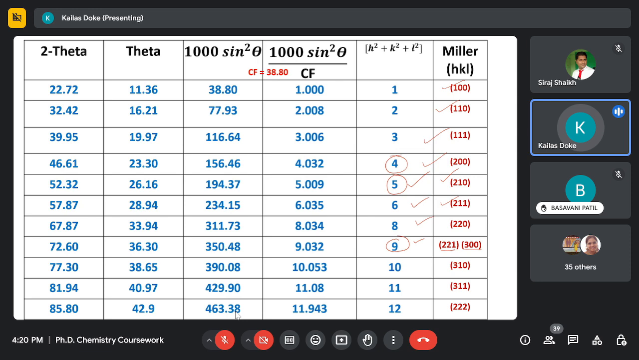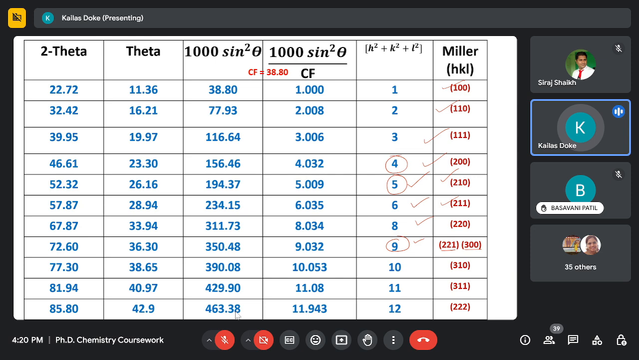If it is a body-centered cubic, then all even numbers: 2, 4, 6, 8, 10, 12, 14, 16. If it is a face-centered cubic lattice, it starts with 3, 4, 8, no 5, 6, 7, 8, 9, 10 is not there, 11, 12, 13, 14, 15 is not there, 16, 17, 18 is not there. Then such a type of system is a face-centered cubic system. And diamond cubic is somewhat different.